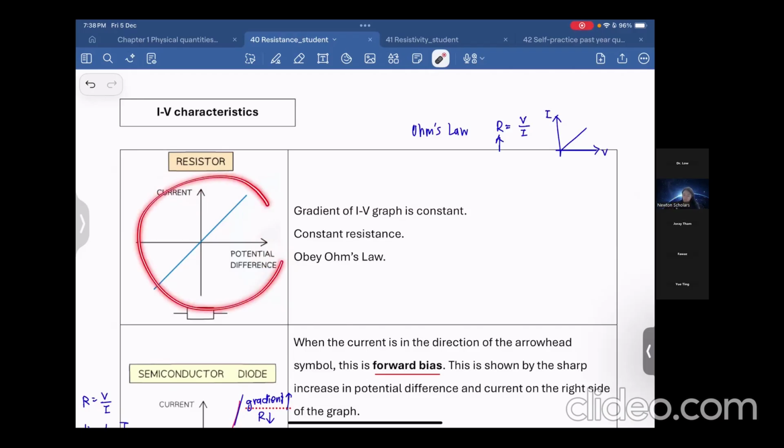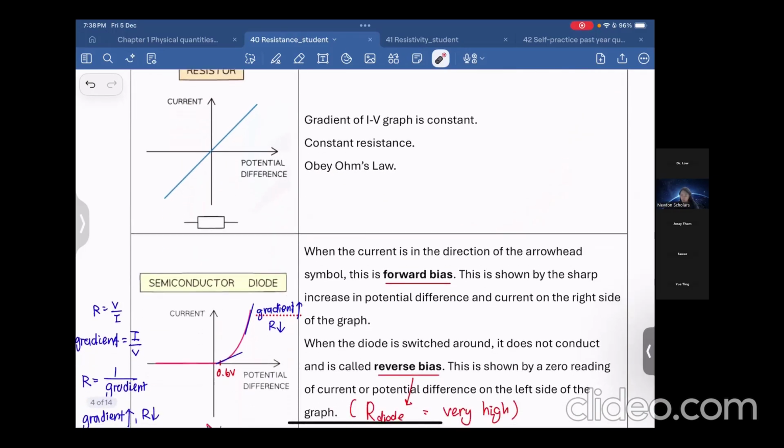So if the conductor gives a straight line passing through the origin, we say it obeys Ohm's law. This resistor is an ohmic conductor. It has a constant resistance. No matter whether you draw your triangle here, or here, or use a bigger triangle, at the end the calculation for the resistance gives the same answer. So this is constant resistance. The resistance doesn't change.